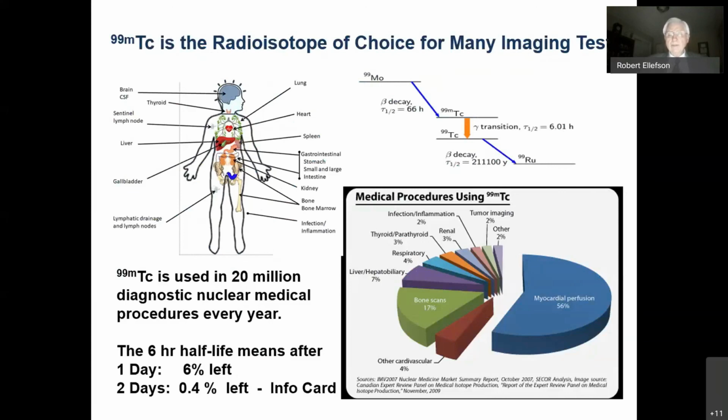The number of procedures that are identified here, and those related to the heart and bone scans, seem to be the dominant.